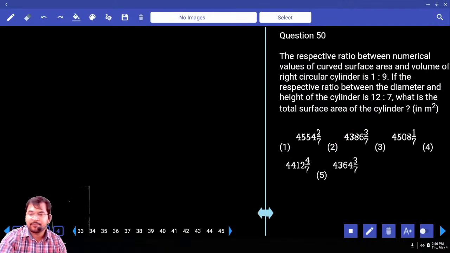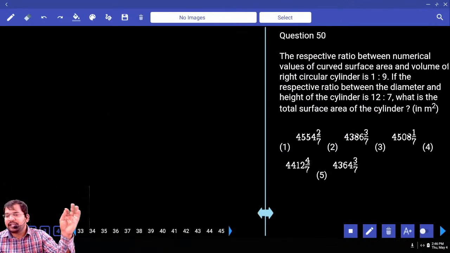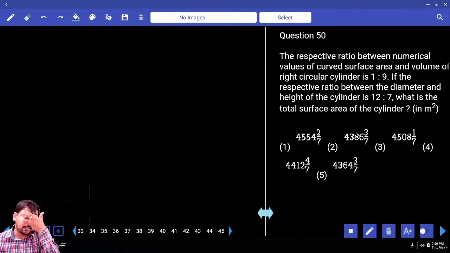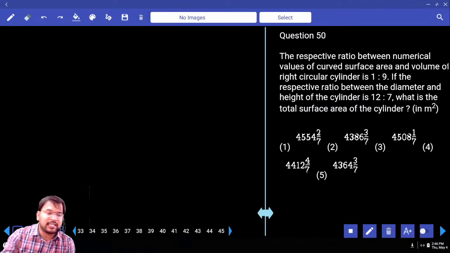Next, look: the respective ratio between the numerical values of curved surface area and volume of the right circular cylinder is 1:9. If the respective ratio between the diameter and height of the cylinder is 12:7, what is the total surface area of the cylinder? First of all, Anna, what is the curved surface area of the cylinder?